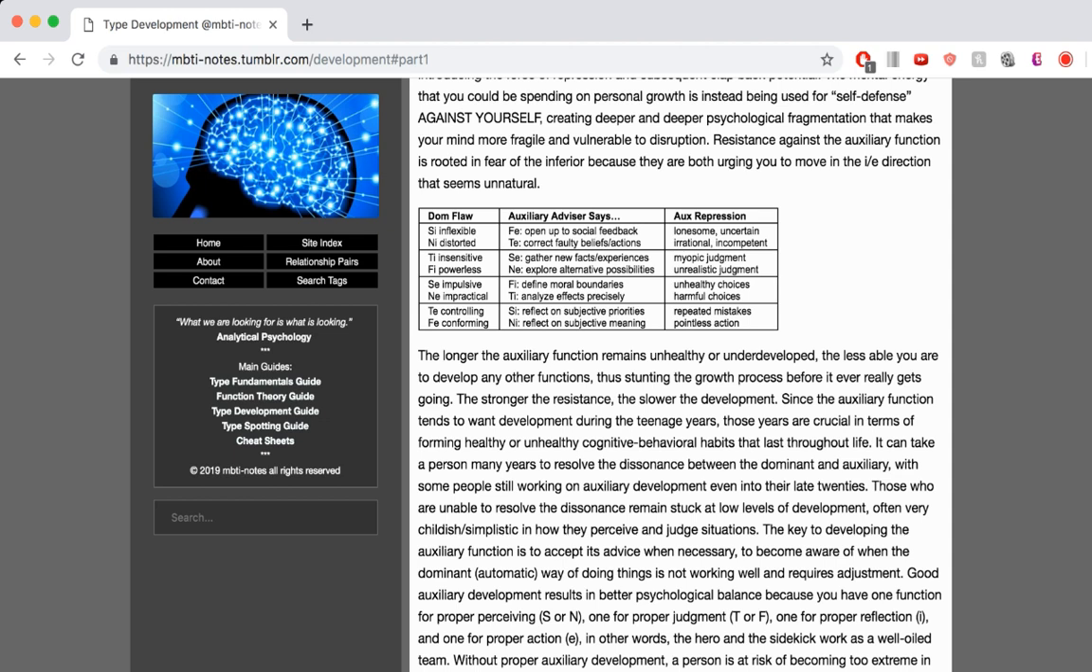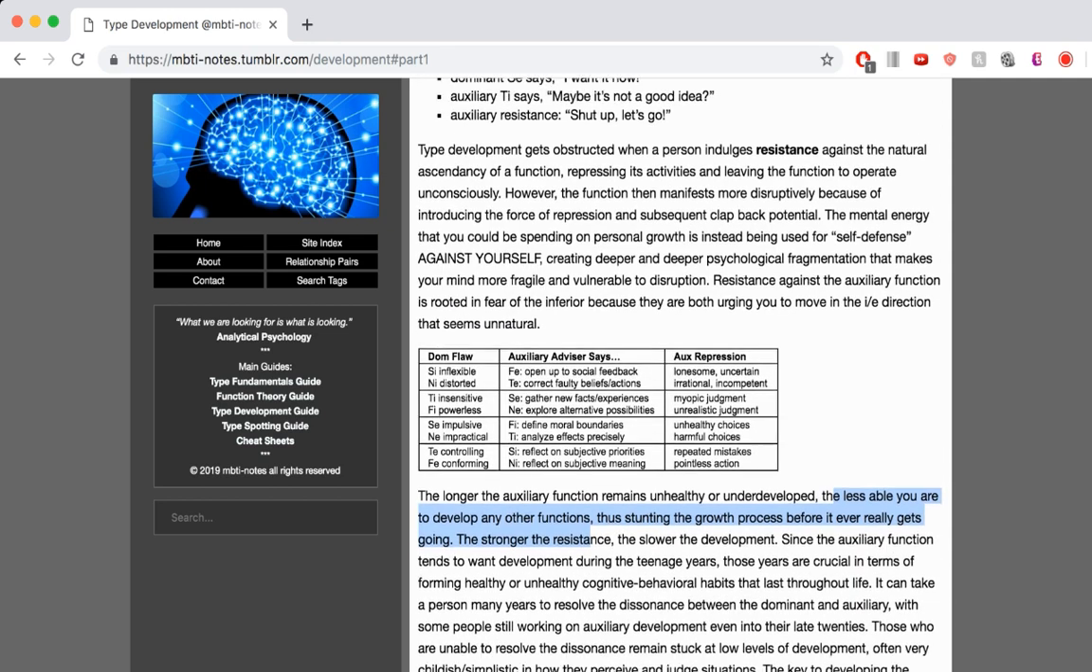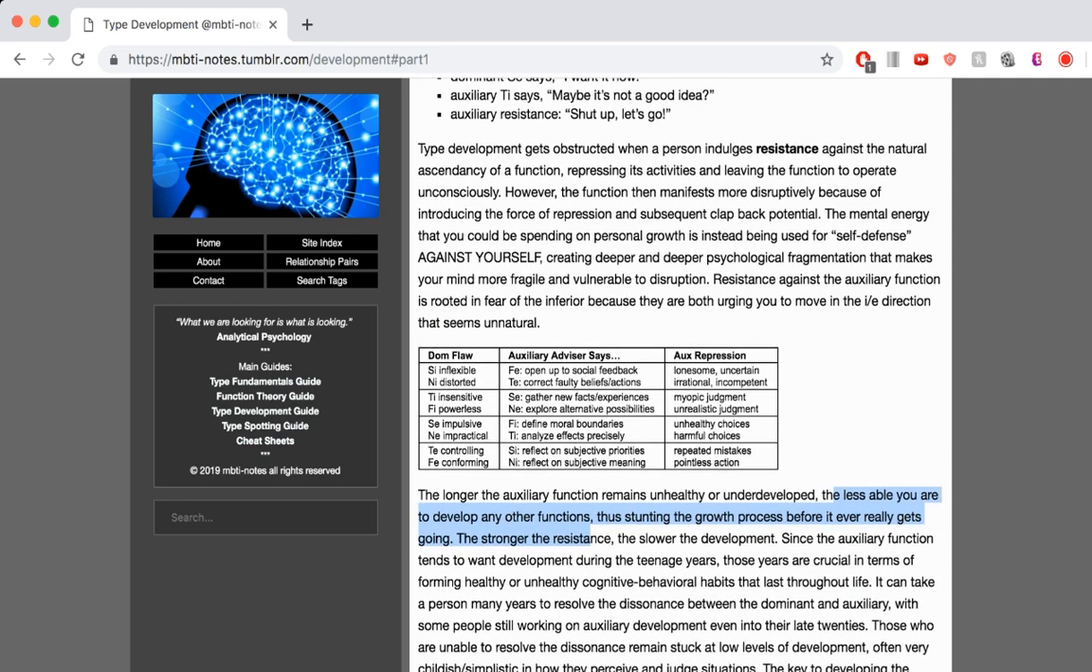And yeah, this was about development. So if the auxiliary function remains unhealthy or undeveloped, you'll not be able to develop your other functions as well. So that's why it's really important to focus on your auxiliary, if you're taking nothing else from this video. And if you remember earlier, the auxiliary function can be developed from about 12 to 20. So if you're way older and you haven't developed your auxiliary function, you probably should.